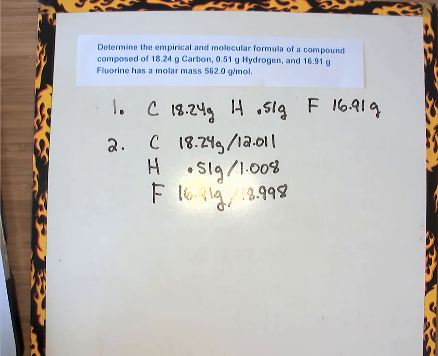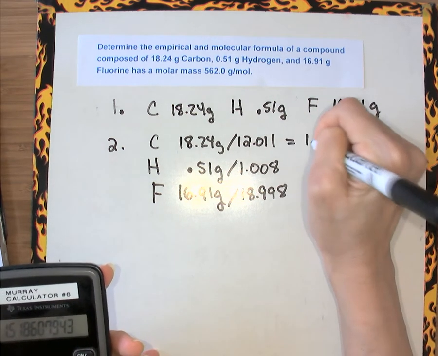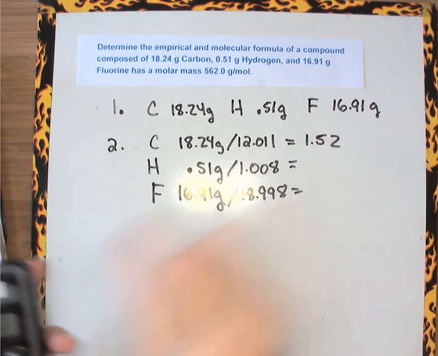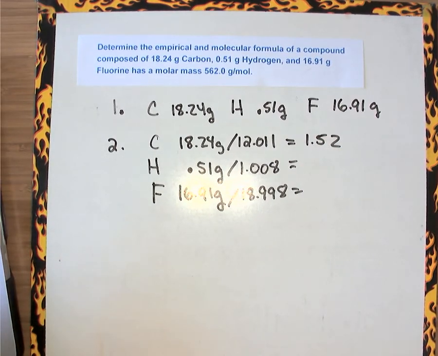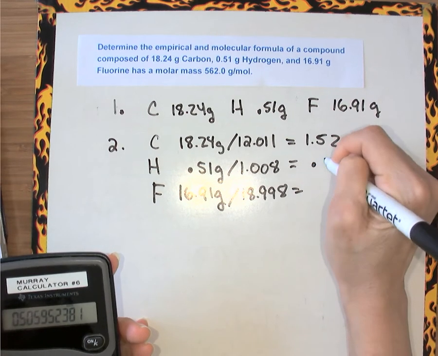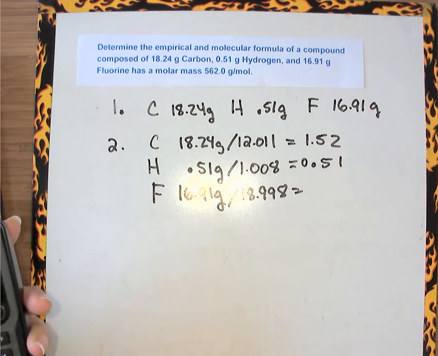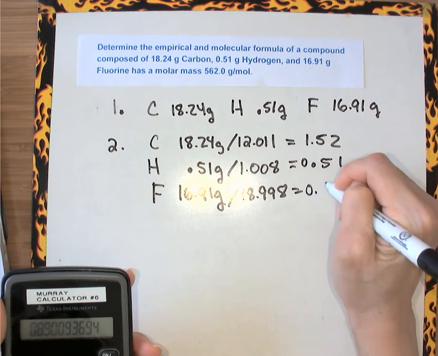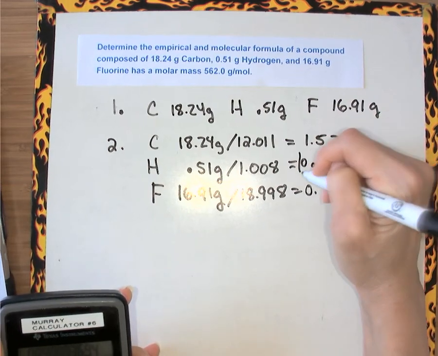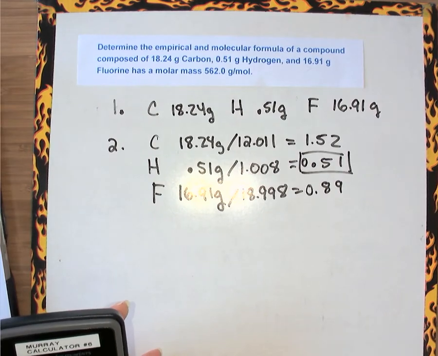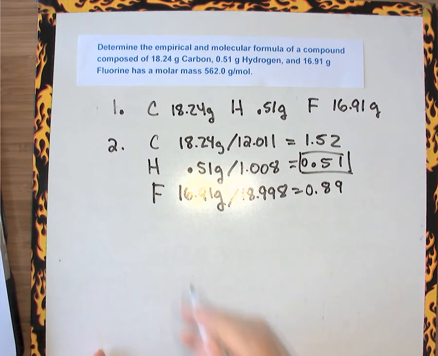18.24 divided by 12.01 equals 1.52. 0.51 divided by 1.008 equals 0.51, and 16.91 divided by 18.998 equals, okay, clearly this is the smallest number. Okay, so then we're going to divide by that.